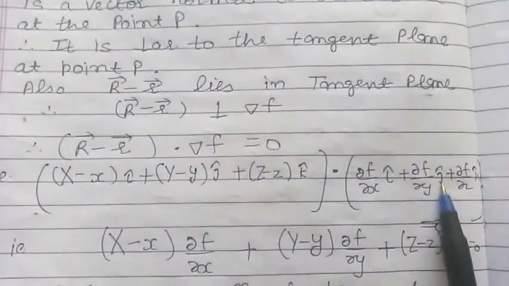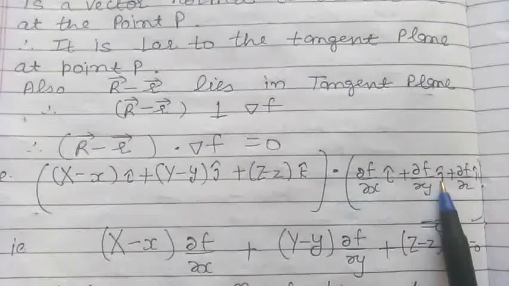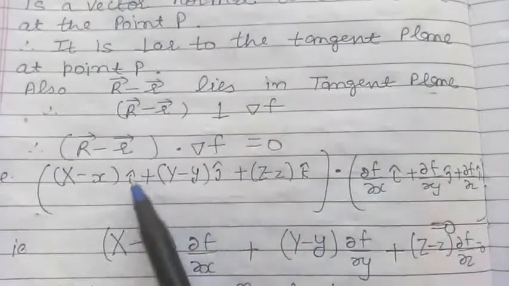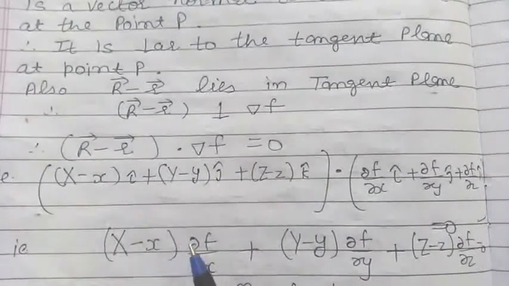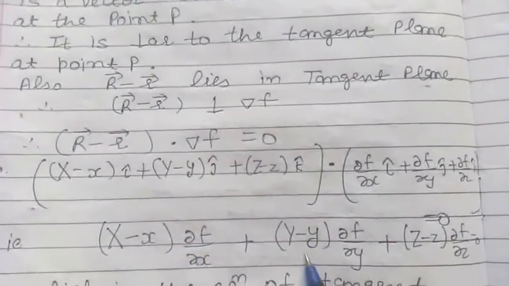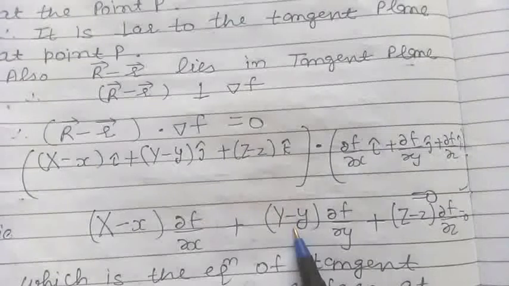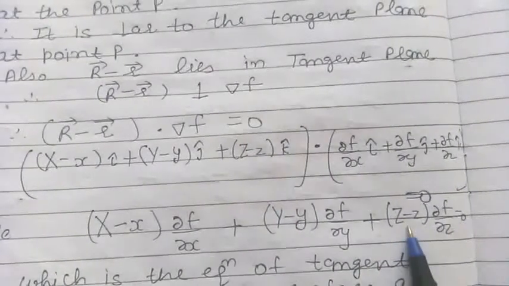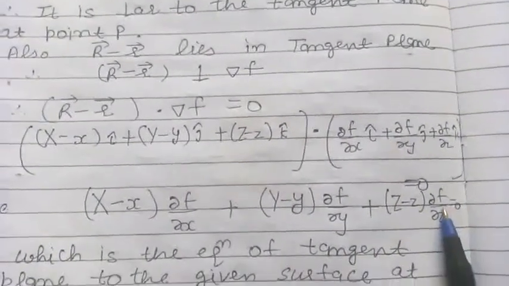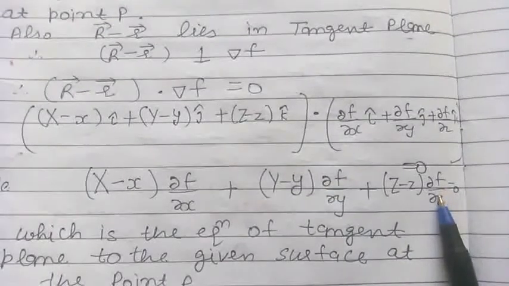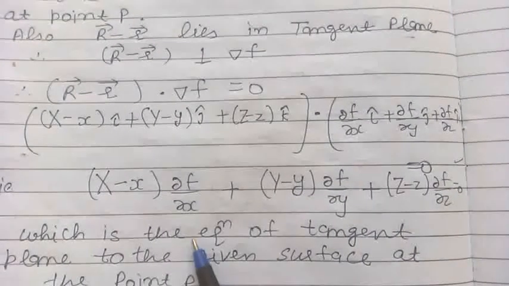Now substituting the values here and taking the dot product, we get (X minus x) into ∂f/∂x plus (Y minus y) into ∂f/∂y plus (Z minus z) into ∂f/∂z is equal to 0, which is the equation of tangent plane to the given surface at the point P.